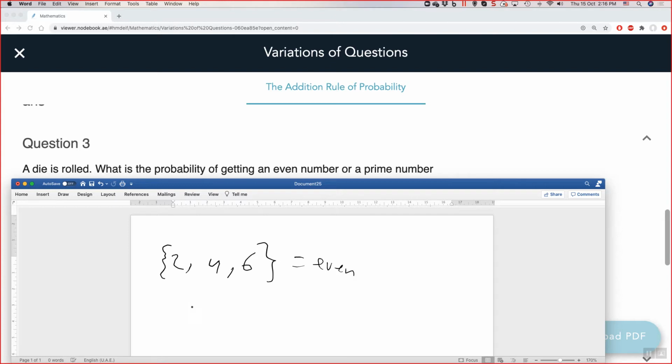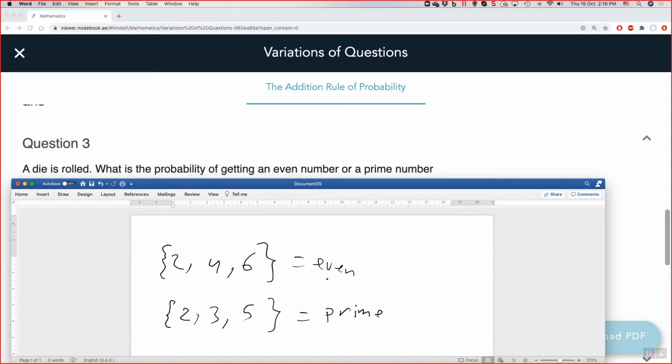Okay, the event that has prime numbers. Prime numbers actually start from 2. Let me just give you this tip. Prime numbers start from 2. But what are the other prime numbers that are in the die? I hear someone saying 3, right? And 5. Yeah. So 2, 3, and 5. 7 is also a prime number, but it's not in the die. The die is only from 1 to 6.